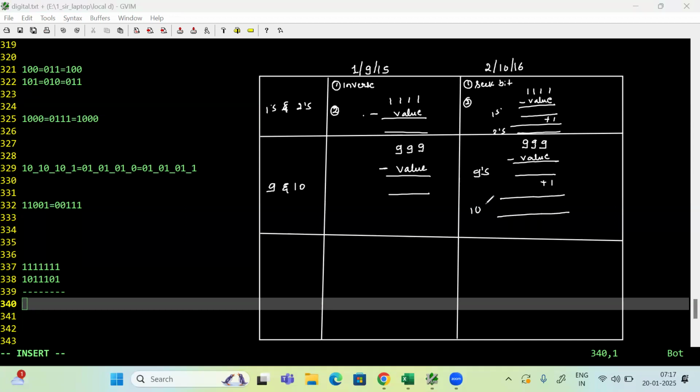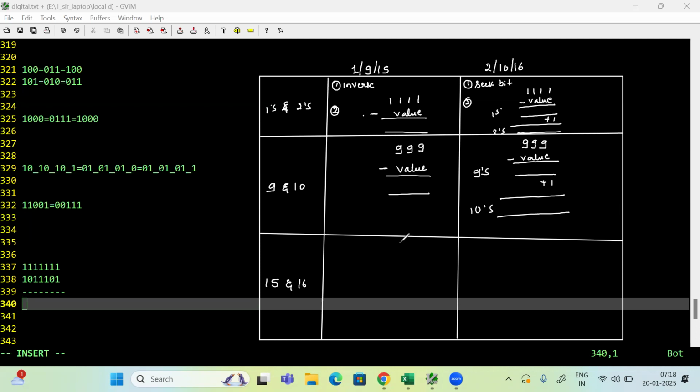What is this? 10's complement. Plus 1, you need to have. If I ask you next one, 15 and 16's complement. They are like a standard which we use every time.